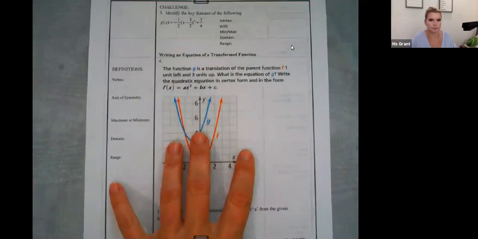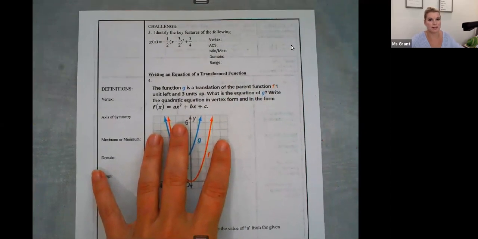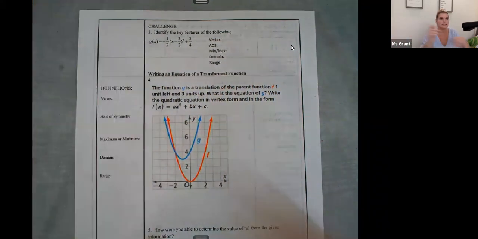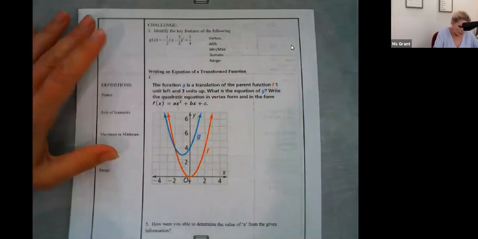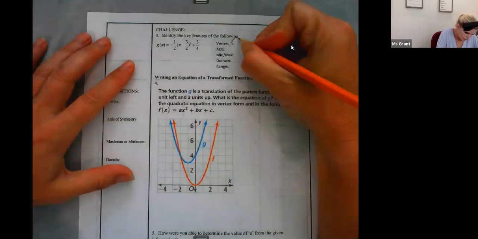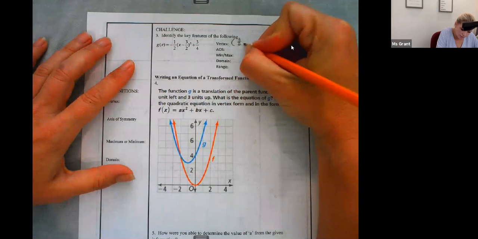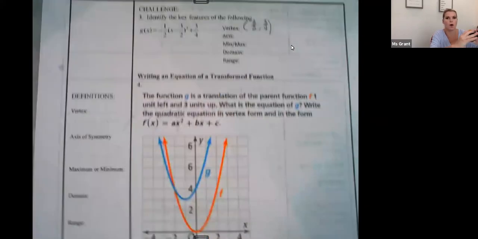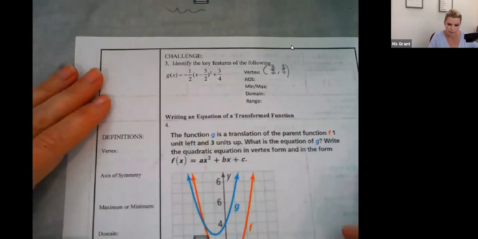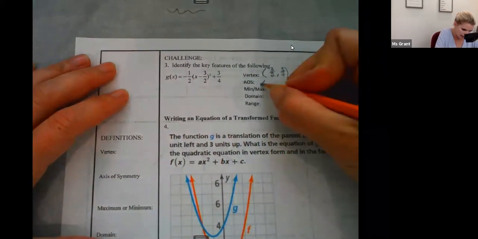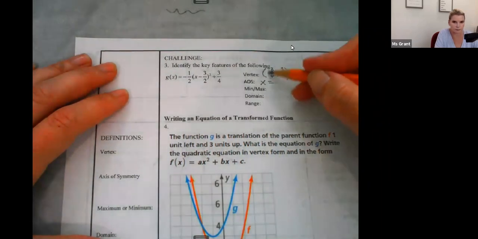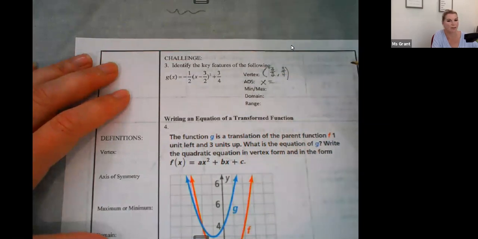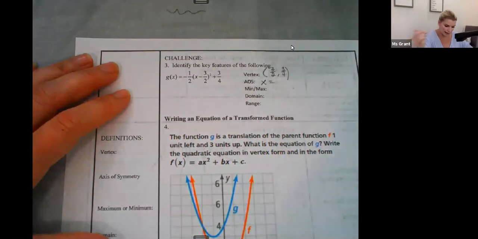All right, challenge problem. I don't really think it's a challenge problem for you, except for the fact that it has fractions. Don't let that bother you. The vertex is still (h, k). That's going to be (3/2, 3/4). Let me zoom in. Oh, so much better, you guys. My axis of symmetry, the x value of my vertex. And by the way, if I really had to graph this, I wouldn't go 3/2. I would go 1.5, wouldn't I? Over 1.5.